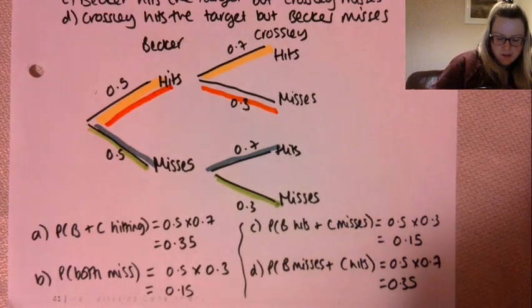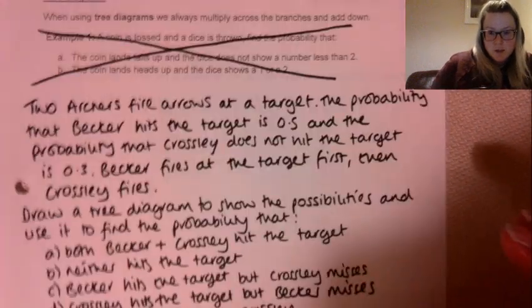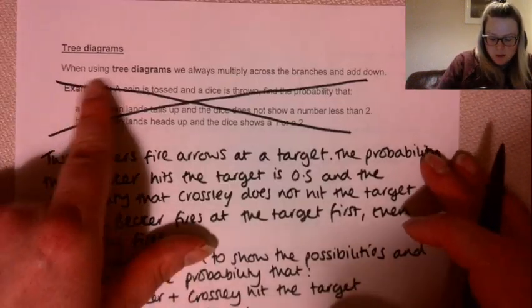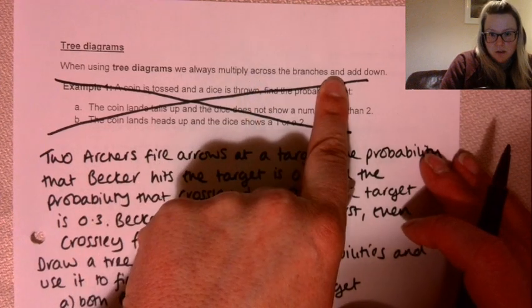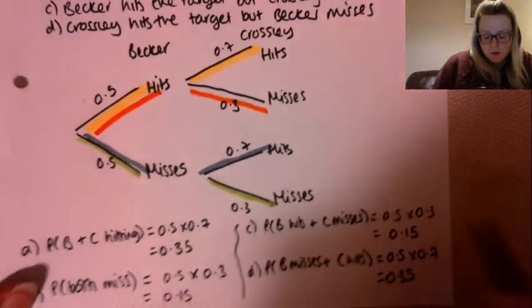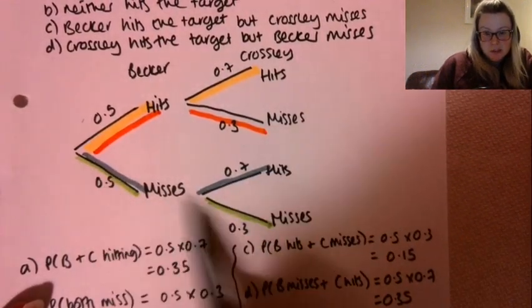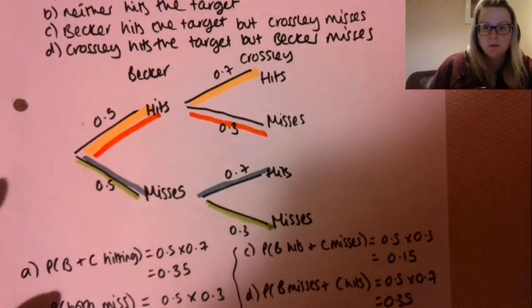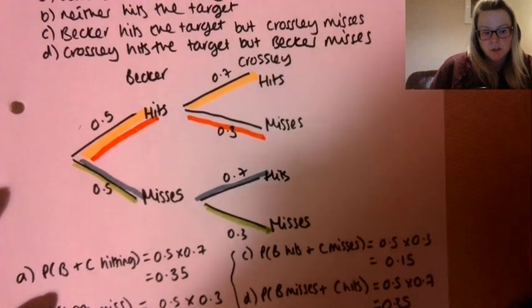Now, if we go back up to the very top of this page, there was a wee rule that I didn't go over with you. When using tree diagrams, we always multiply across the branches and add down. So we have just been multiplying across, because if you're working your way across branches like that, or like that, or like that, then that's always going to be an and situation. If it's an or situation, you'll be up or down.